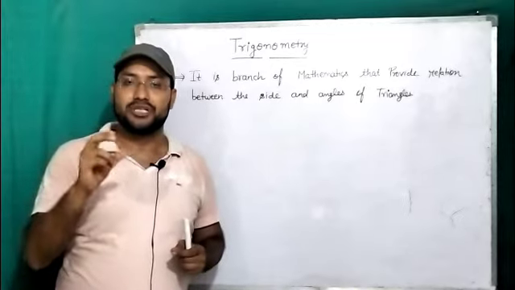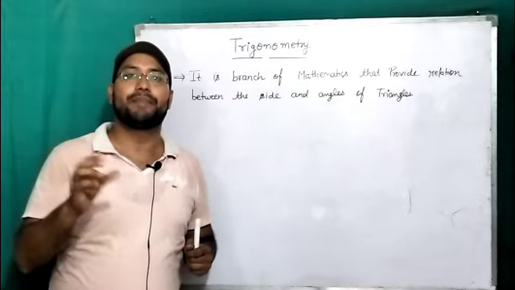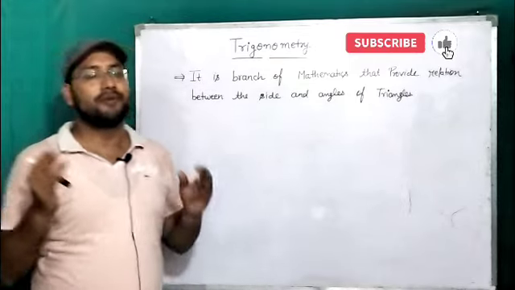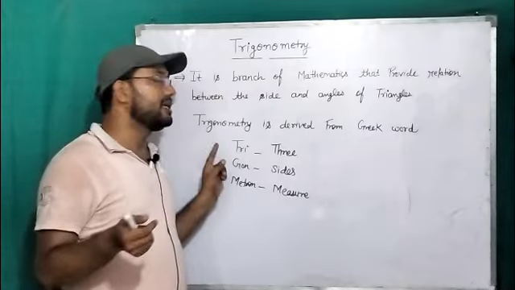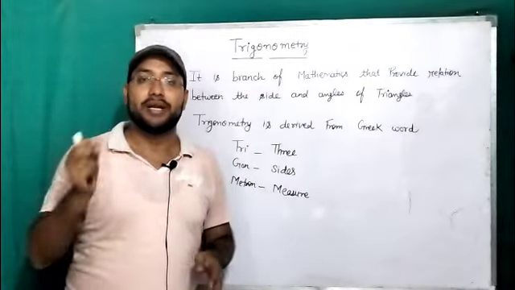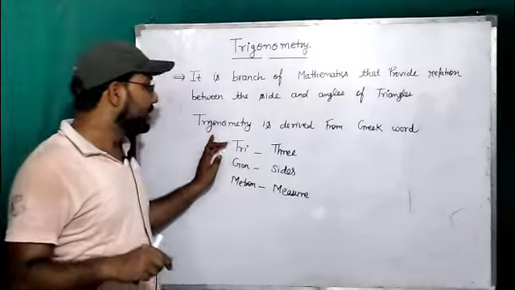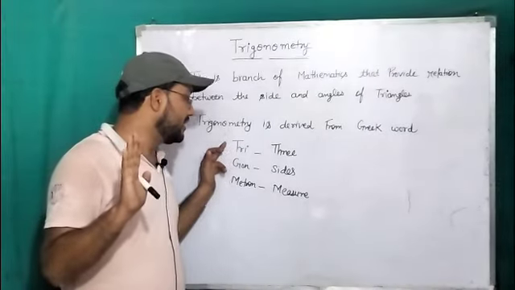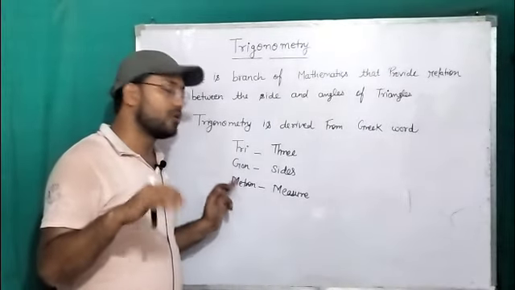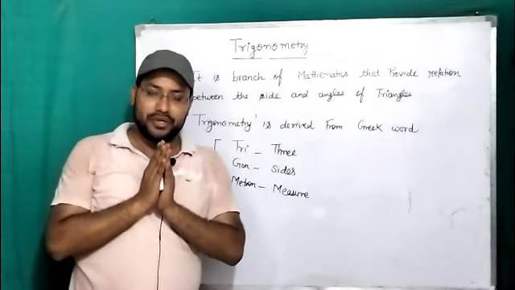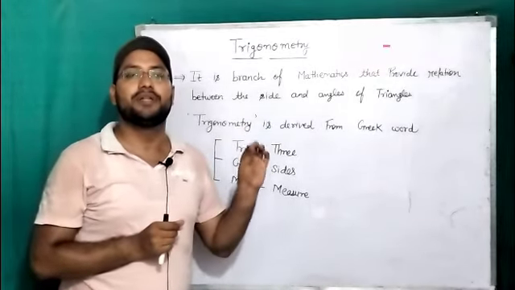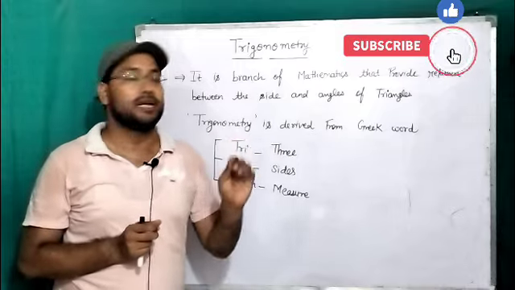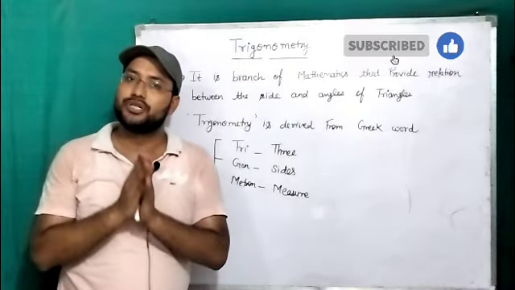Here we can use this definition: trigonometry is a branch of mathematics that provides the relation between the sides and angles of a triangle. Trigonometry is derived from a Greek word, divided into three portions, where tri means three, gon means sides, and metron means measure. So it is clear that in this topic we have to study the relation between the sides and the angles of a triangle, and the topic name is trigonometry.